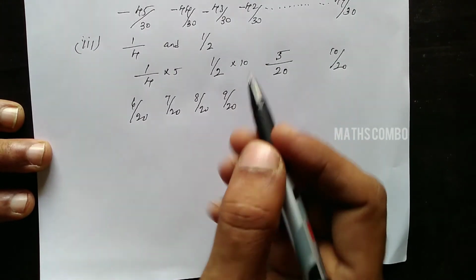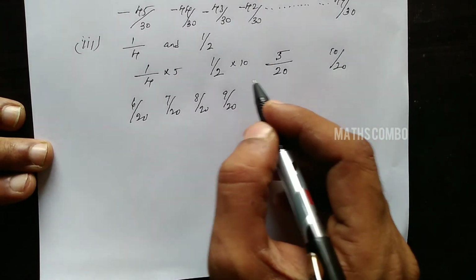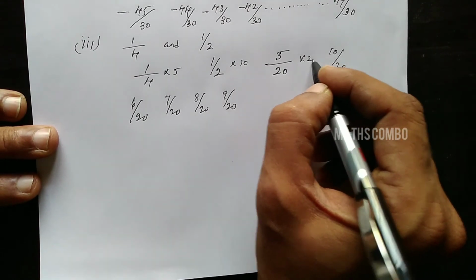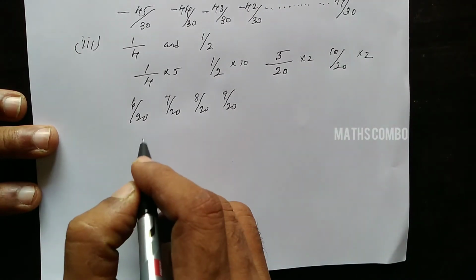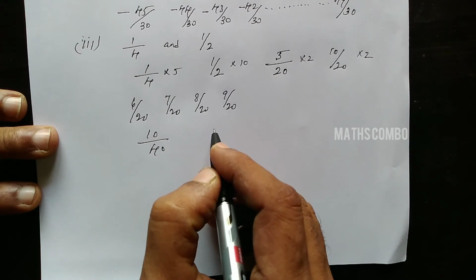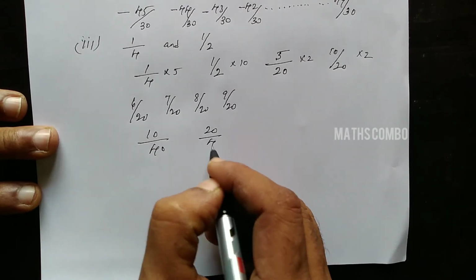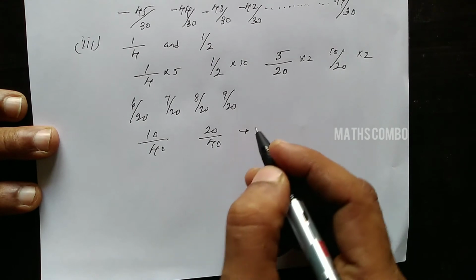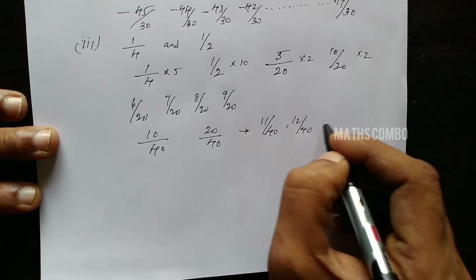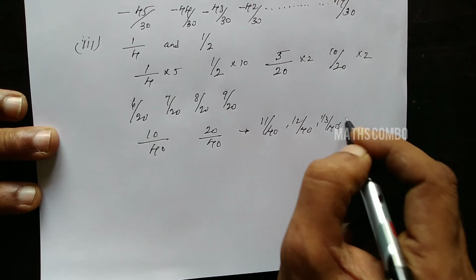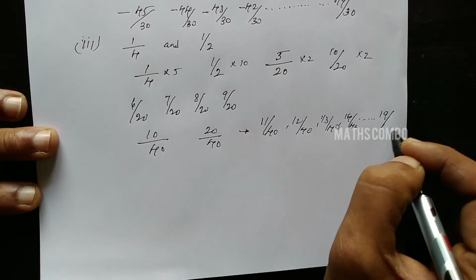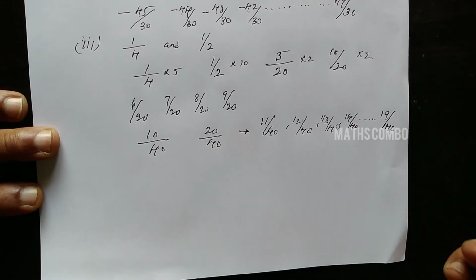As I already said, we have to just multiply by 2. So it will become 10 by 40, and the second one will be 20 by 40. So all the numbers in between will be 11 by 40, 12 by 40, 13 by 40, 14 by 40, and so on till 19 by 40. Okay.